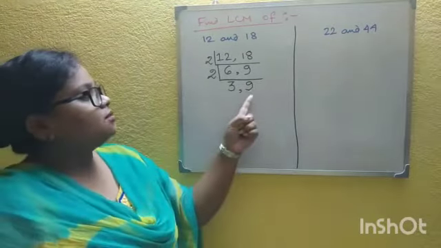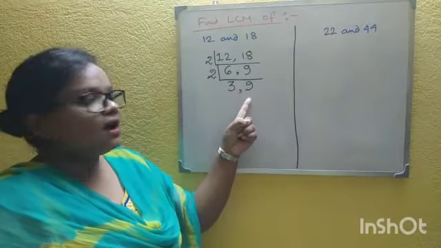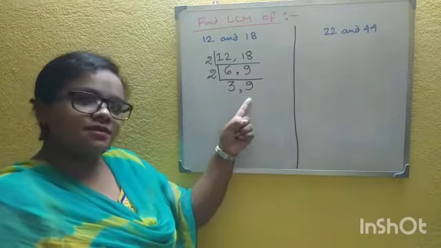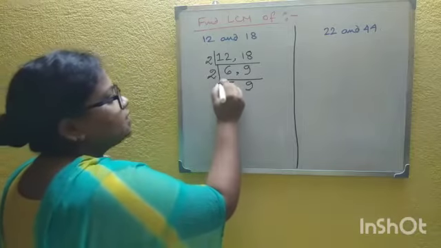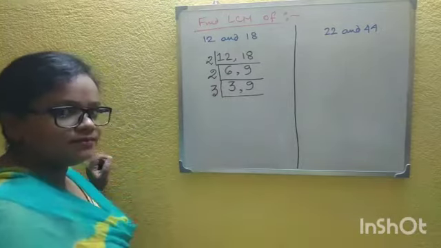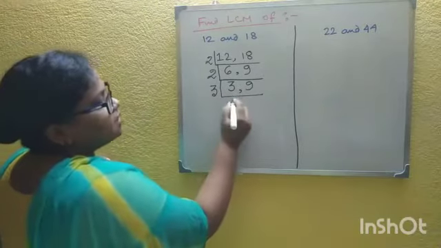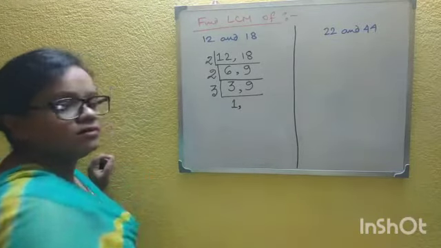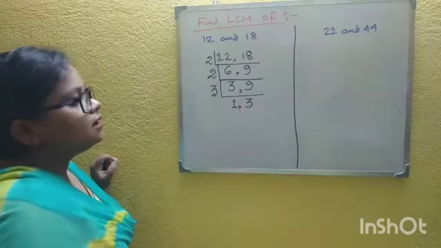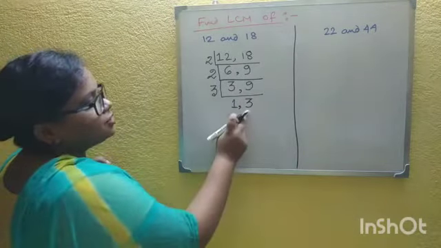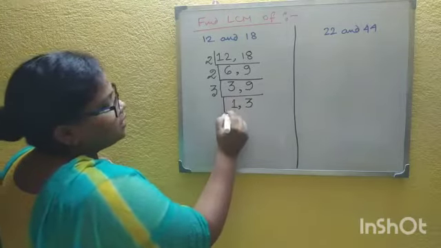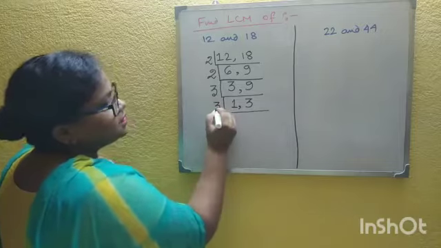Now, these two numbers, 3 and 9, are odd numbers. And we know 3 and 9 are divisible by 3. So now here we are going to consider 3. So we will write 3 here. Now 3 ones are 3. We know that. And 3 threes are 9. Then again 3 is divisible by 3. So again we are going to consider 3.